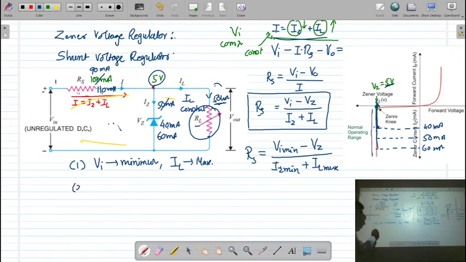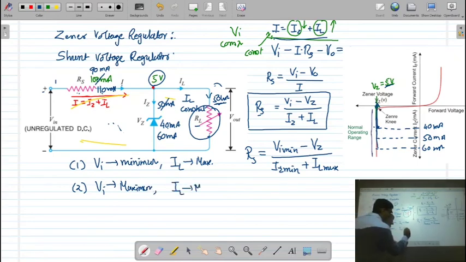What is another worst condition? That if the input voltage is maximum, and my load current is minimum.